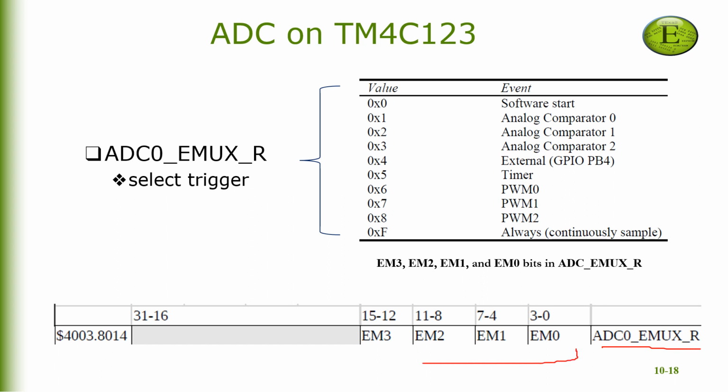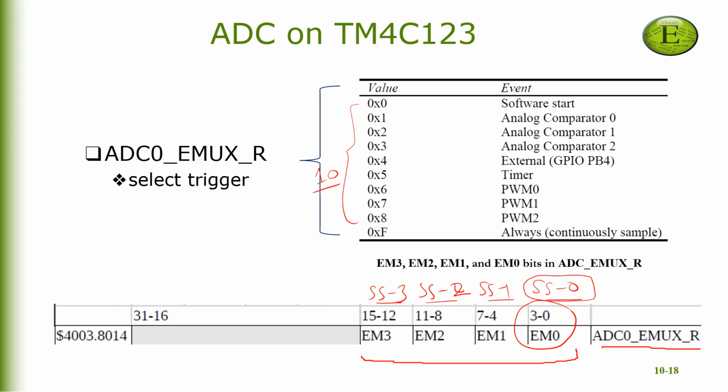The least significant 16 bits are important for our discussion. These are four 4-bit fields, each corresponding to a sample sequencer, starting from sample sequencer number 0, 1, 2, and sample sequencer number 3. For each sample sequencer, we can specify what the trigger source is. There can be as many as 10 different trigger sources. Therefore, we need 4 bits to specify the trigger source for each sample sequencer.